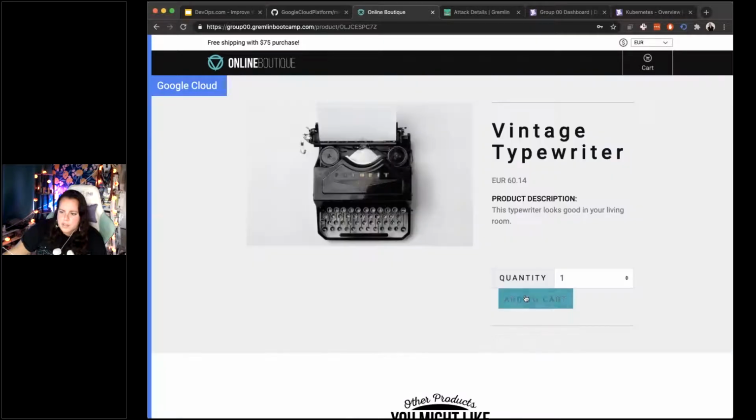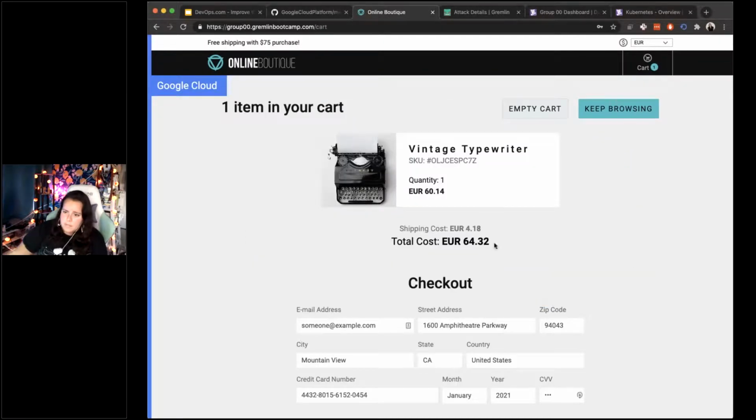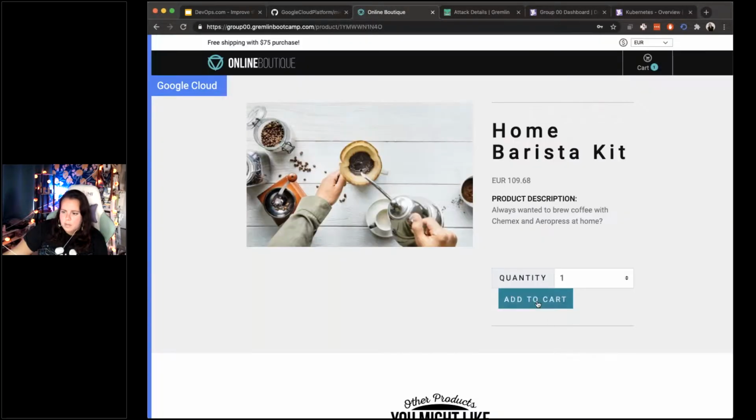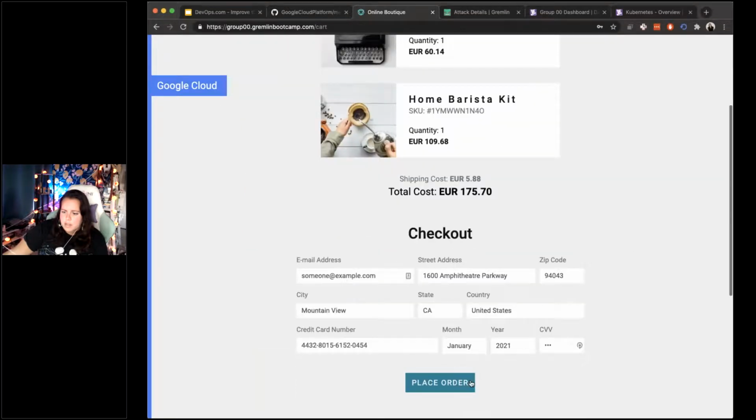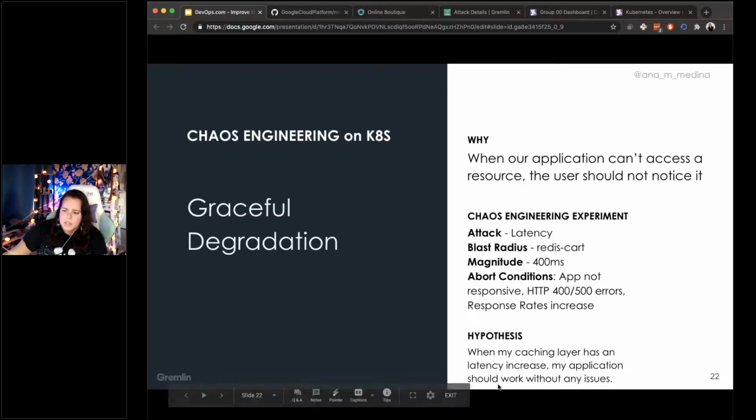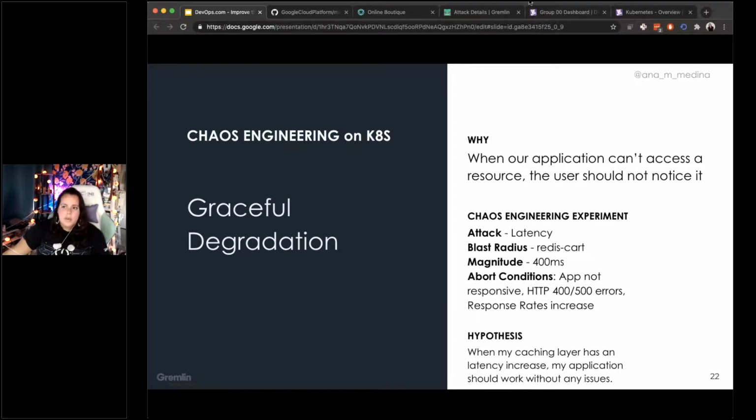We're going to go back and try one more time. I added something to my cart. Everything worked well. We'll go back. We'll add the home barista kit. Sweet. This is working as expected. As I mentioned earlier, when my caching layer has a latency increase, my application should work without any issues. That hypothesis is correct.